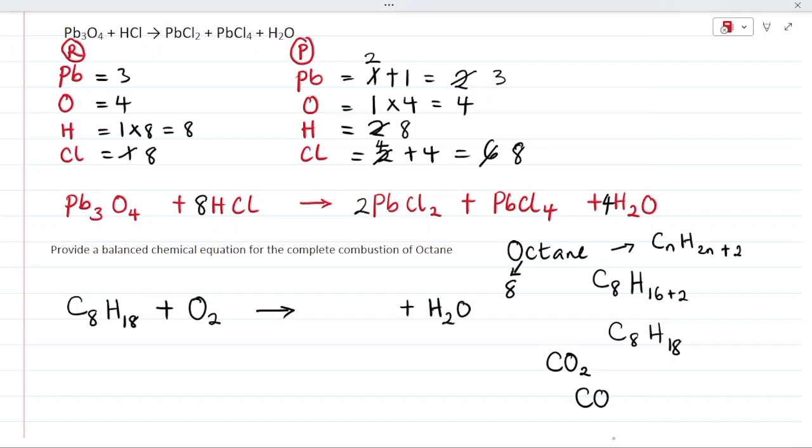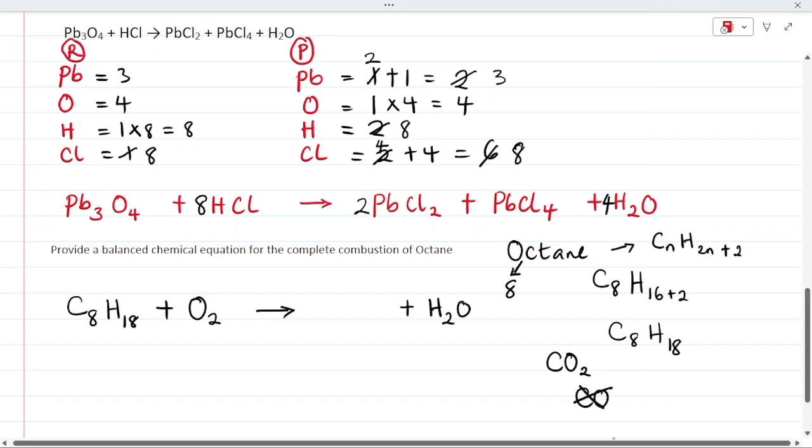So what and water? That's the only question. If it's incomplete, that will be carbon monoxide and water. But if it's complete, that's carbon dioxide and water. In our case, it says complete combustion. So it is not carbon monoxide, it is carbon dioxide. And here we go. We have our chemical equation.